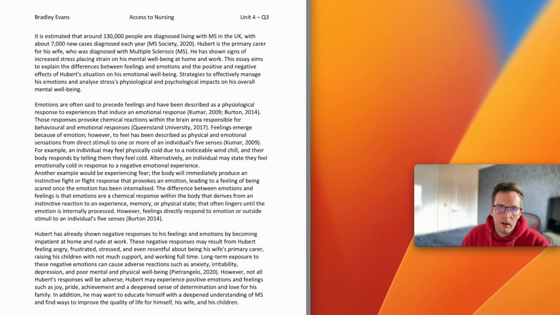It's estimated that around 130,000 people are living with MS in the UK, with around 7,000 new cases diagnosed each year. Hubert is a primary carer for his wife, who was diagnosed with multiple sclerosis. He has shown signs of increased stress, placing strain on his mental well-being at home and work. This essay aims to explain the differences between feelings and emotions and the positive and negative effects of Hubert's situation on his emotional well-being. Strategies to effectively manage his emotions and analyse stress, physiological and psychological impacts on his overall mental well-being.